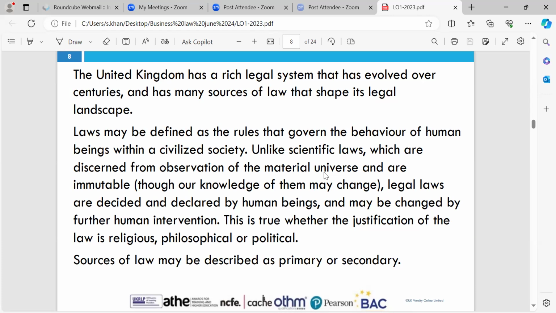The most important source of law in the UK is legislation, primarily comprising Acts of Parliament, which are known as statutes. These are written laws formally passed by the UK Parliament and have the highest authority within the legal system, overriding previous case law or common law.